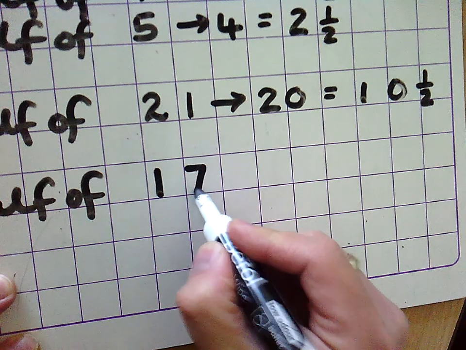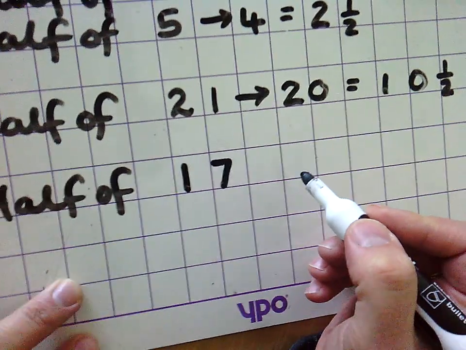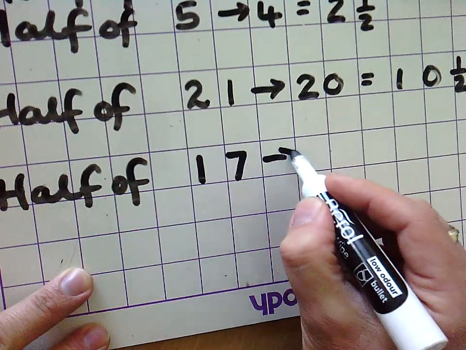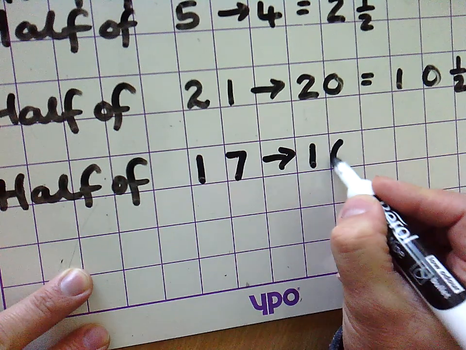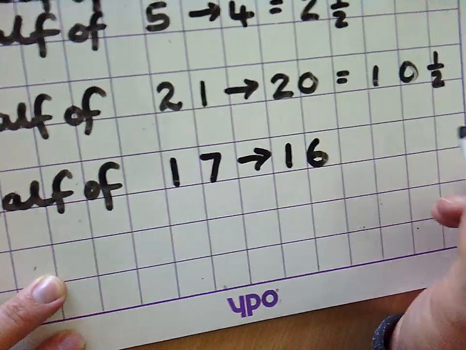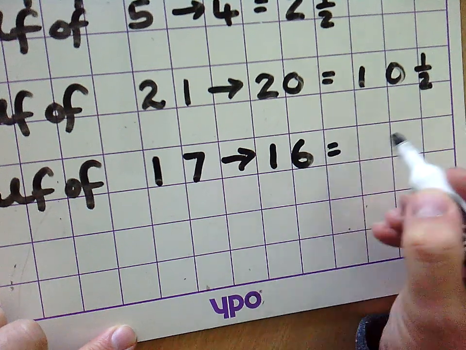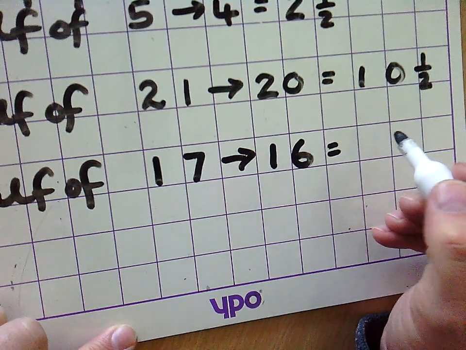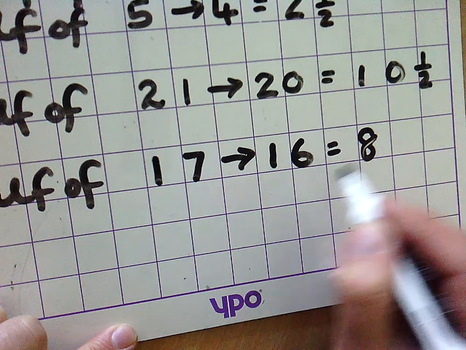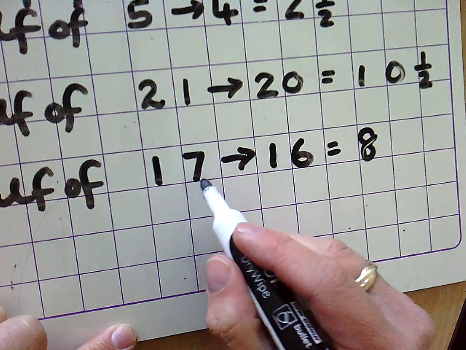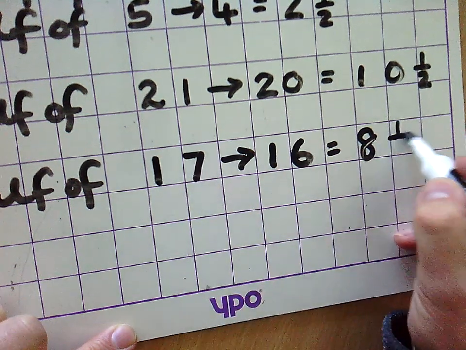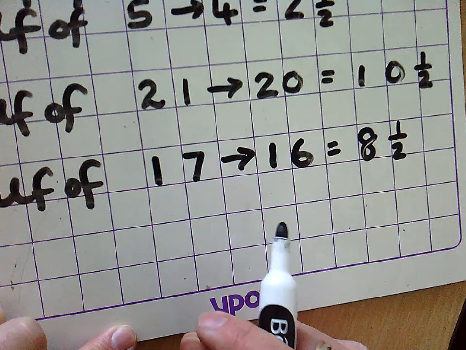Okay, let's have a little look at something different. Half of 17, for example. Half of 17, take 1 off, take the odd one off, leaves you with 16, and then hopefully you'll be able to remember what half of 16 is using your tables facts, and we know it's going to be 8. So the one that we took off we've got to halve and stick on, so it's 8.5.